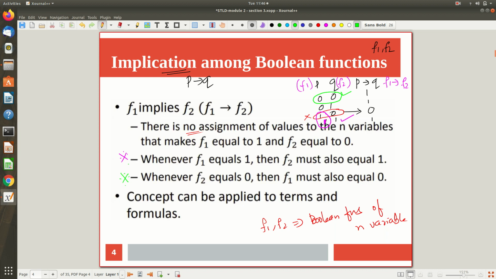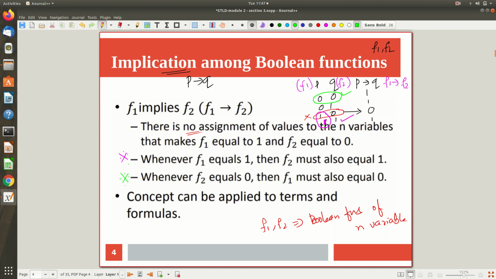That should not happen. Or this can be expressed in a very simplified way, that is whenever f1 is 1, so I just have to take care of that case only. Whenever f1 is 1, I don't want f2 to be 0, right? Then it is invalid. Whenever f1 is 1, I want f2 to be 1. So that is the second definition.